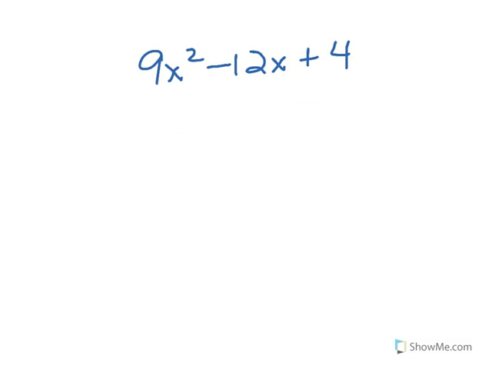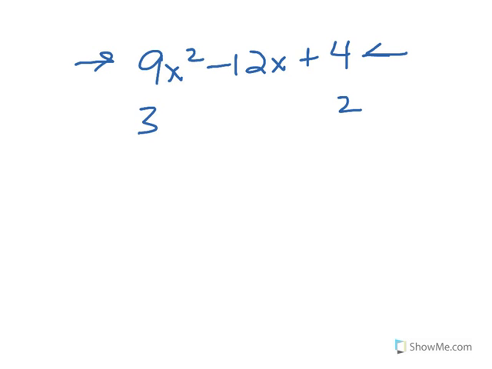So, how do we check this when that first number isn't 1? Well, you're looking for square numbers. Are your leading and trailing coefficients square? If they are, you might have something. Well, 9 is square, 4 is square. All right, what are their square roots? The square root of 9 is 3. The square root of 4 is 2.